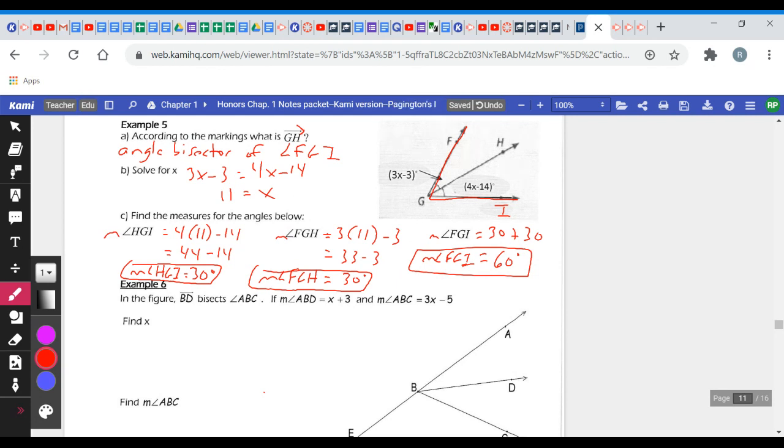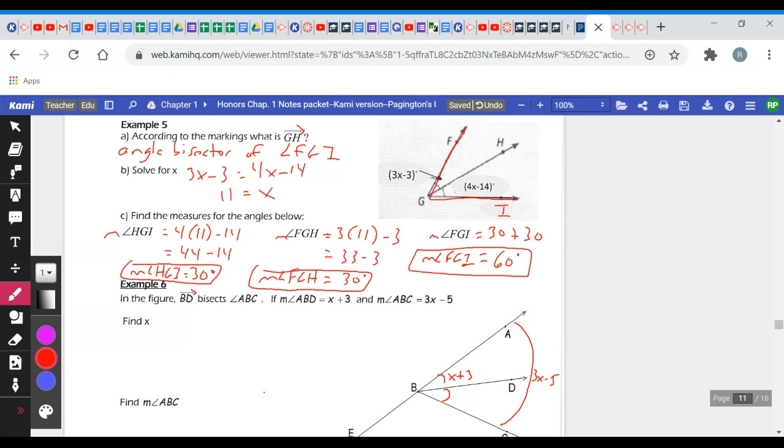All right, on example 6, here it is telling me that ray BD, again, it's a little hard to see that little arrow, bisects or cuts in half angle ABC. Okay, so that is telling me that this angle must be congruent to this angle. And now I want to set up a true equation. So if I look at this, it says ABD is x plus 3. So I like to go ahead and mark it in my picture. It's telling me ABC is 3x minus 5. So I know that this whole angle from here to here is 3x minus 5.